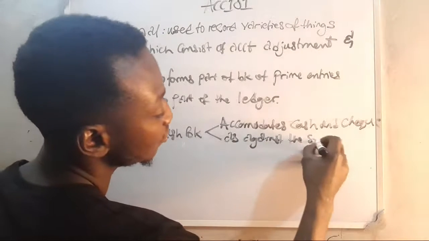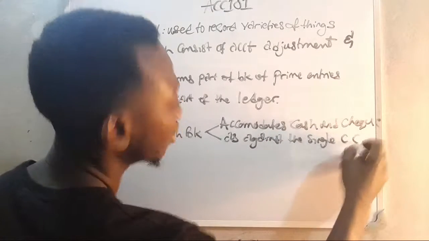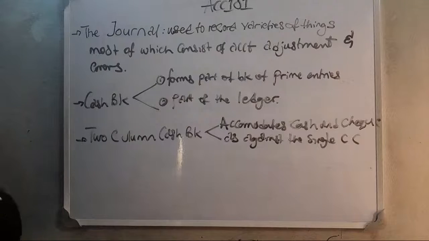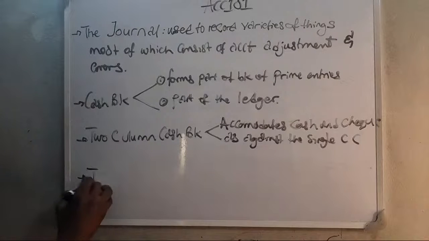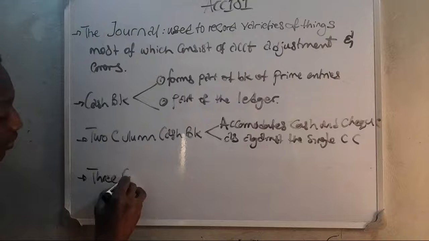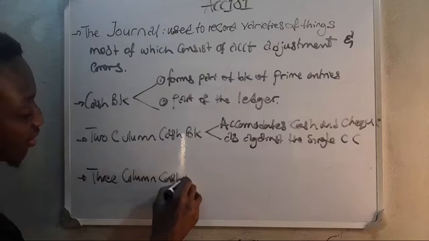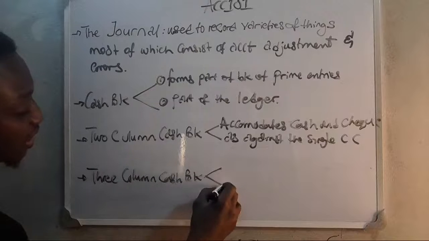The single column cash book. So we have that as that. Okay, now we have the three column cash book, like I just said, three column cash book.